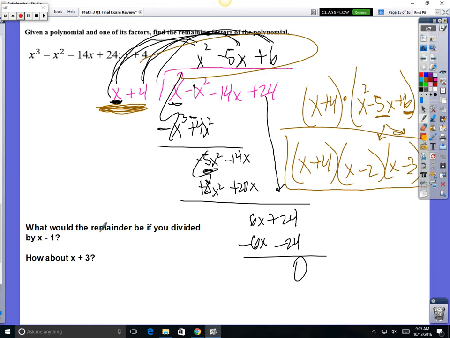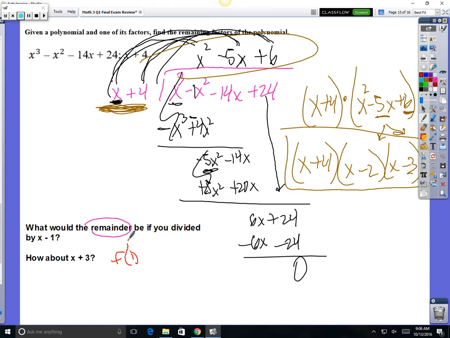Now this bottom question. What would be the remainder? Okay, now all they care about is the remainder if you divide by x minus 1. So here's what we're going to do. Instead of dividing by x minus 1, if all they want is the remainder, I'm going to take the function and plug in. If I'm dividing by x minus 1, I'm just going to plug 1 in.